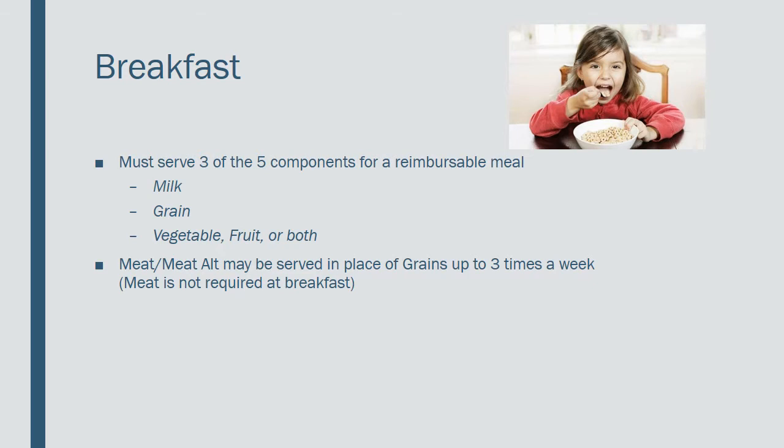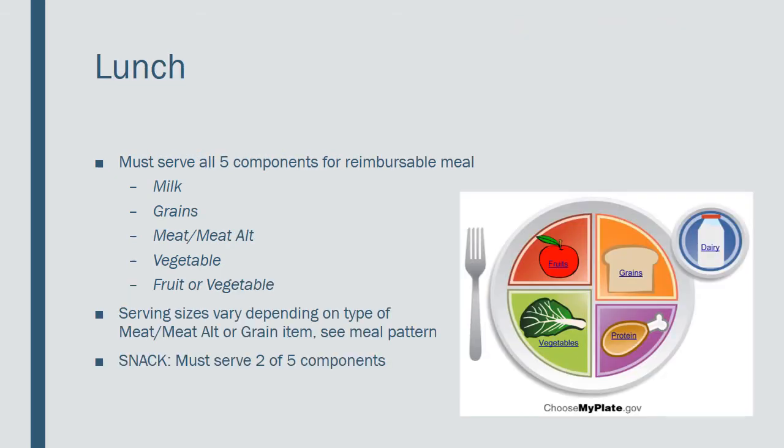An example of this would be a slice of ham instead of a piece of toast. This is by no means required, but it allows for a little bit more meal planning flexibility. For lunch, the children get all of the food components to count towards a creditable meal. Again, the serving sizes for each piece of the meal must meet the requirements of the meal pattern. And for our afternoon snack, we only must serve 2 of the 5 creditable components to count towards a creditable meal.